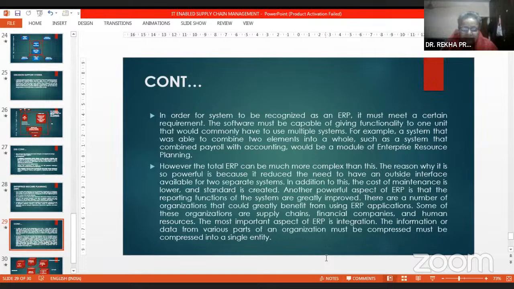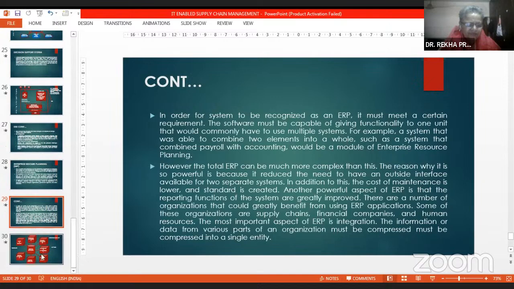The information or data from various parts of an organization must be compressed into a single entity. So here the whole organization is working as a single entity. It is not that marketing is separate from HR is separate from operations; all are working together for the same objective. Their functions might be different, but the objective is the same. And for that, total integration of the enterprise is very essential.